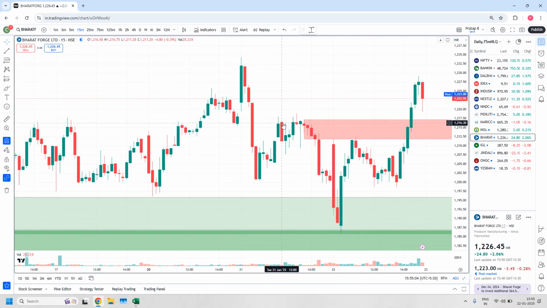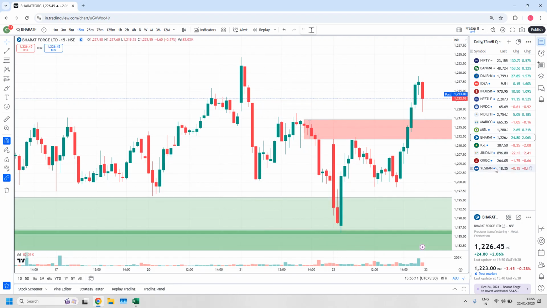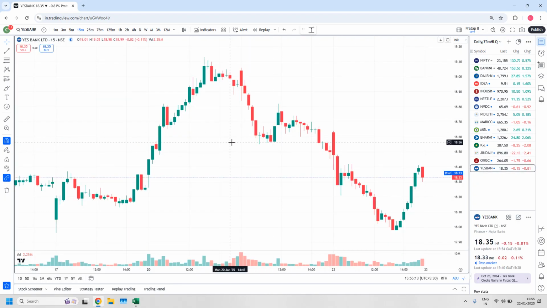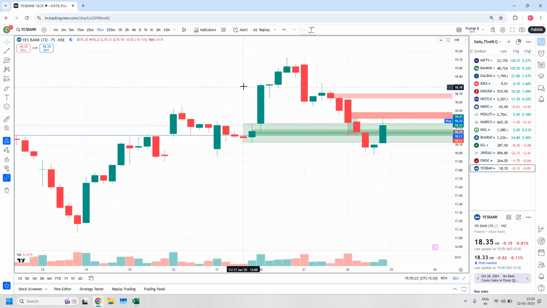And the next one is Yes Bank. Yes Bank is also a high liquidity 75 minute zone. Let me go to the 75 minutes time frame here. So our software identified this rally, 1, 2, 3, 4 base candles and a rally candle, rally base rally, and this one we fine tuned with 15 minutes time frame.